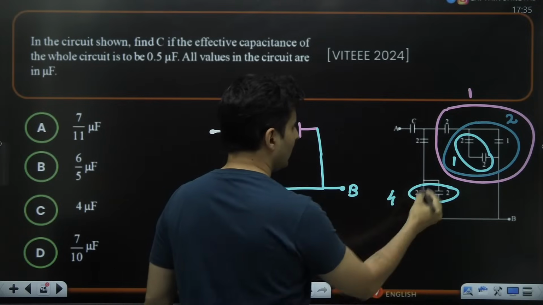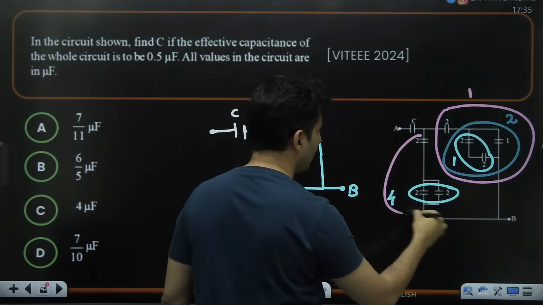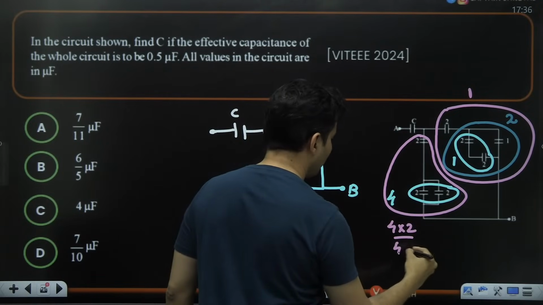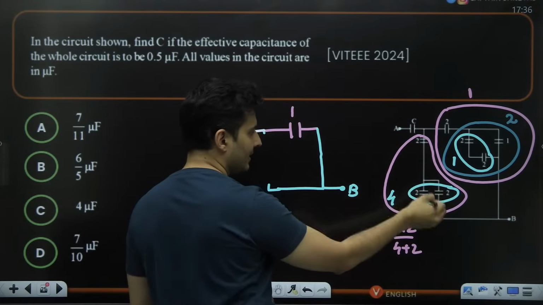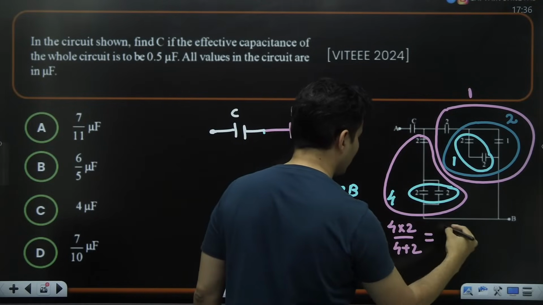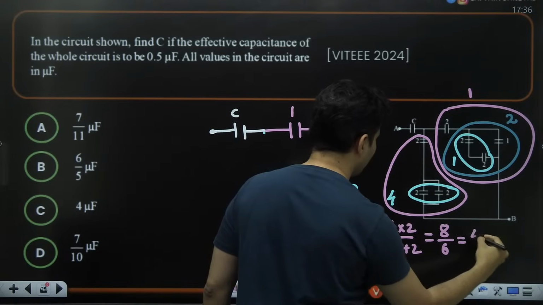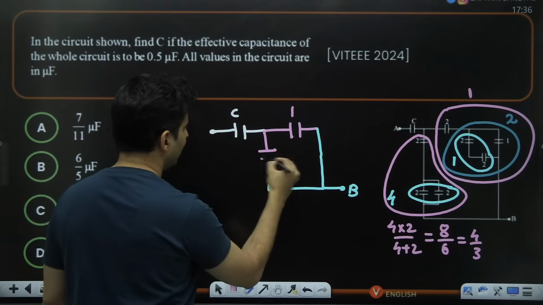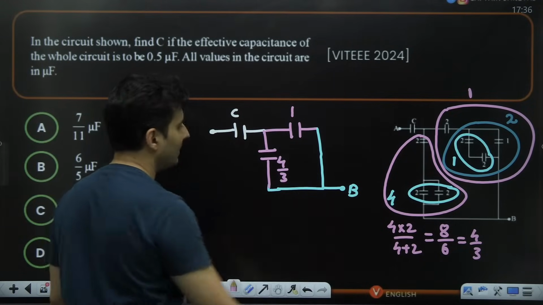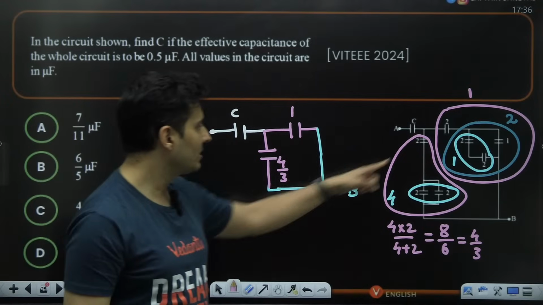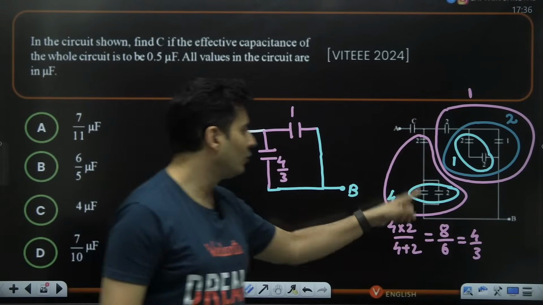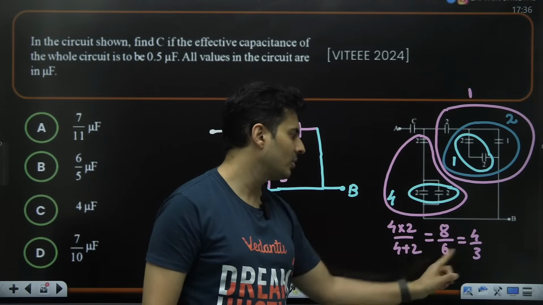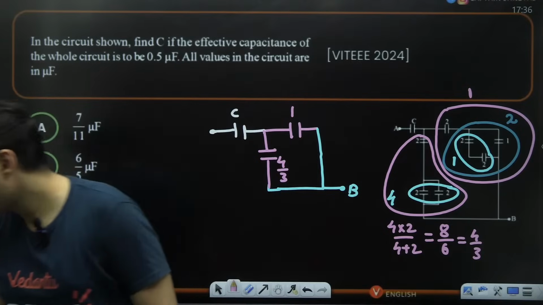This is 4. Now this 4 and 2, they are in series. So capacitance will be 4 into 2 divided by 4 plus 2. 4 twos are 8, 4 plus 2 is 6, so this will be 4 by 3. Over here, again, I will get a capacitance of 4 by 3. Just check this out, everyone. 4 into 2 divided by 4 plus 2, which is 6, so 8 by 6. Divide by 2, divide by 2. Is that now okay? Perfect.